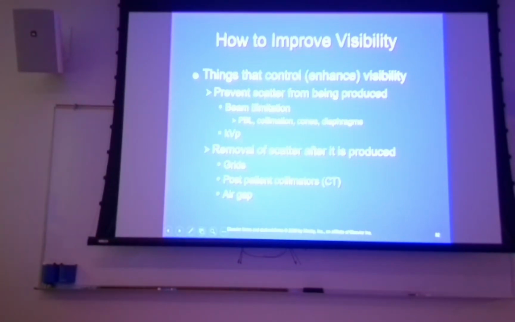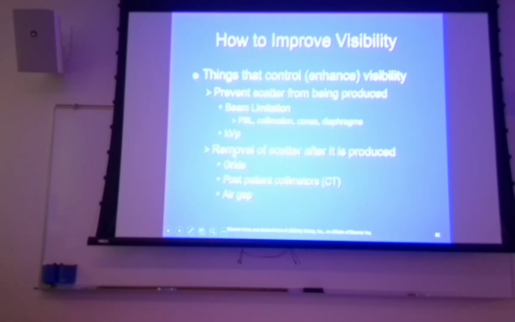So things that control it: beam limitation, accurate KVP. We've got PBLs, positive beam limitation, which don't really apply as much as what they used to. You know, if you select an exam, it might control your collimation. That's a kind of an extension of positive beam limitation. Cones and diaphragms, you don't see all that much anymore.